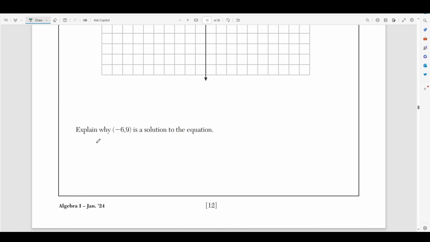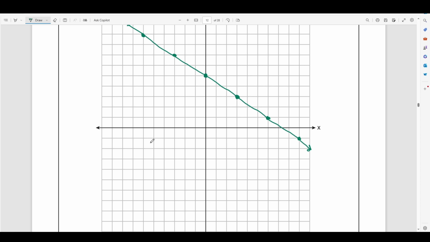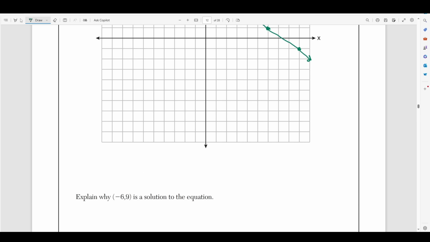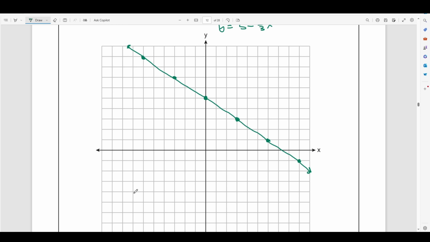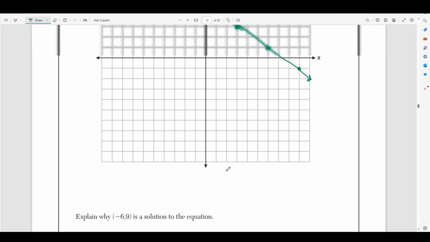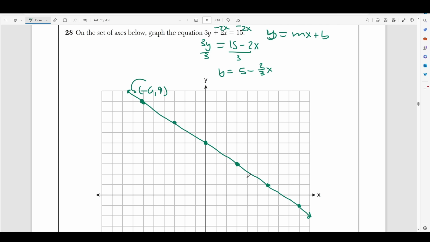And then, don't forget, this has another part. There's another part to it. And it says, explain why negative 6 comma 9 is a solution to the equation. Is negative 6 comma 9 a solution to the equation? Where is negative 6 comma 9? Well, let's find it out. Negative 6 is 1, 2, 3, 4, 5, 6. And 9 is 1, 2, 3, 4, 5, 6, 7, 8, 9. So negative 6 comma 9 is this point right here. And this has to be a solution to the equation because it lies on the line.